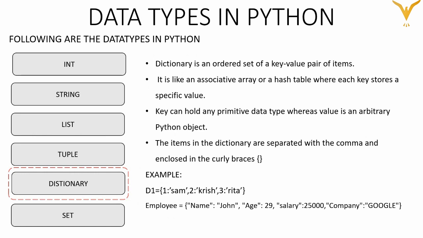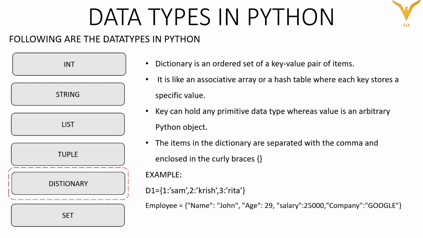Okay, now next we will see the next data type, that is dictionary. Now what is a dictionary? A dictionary is an ordered set of key value pairs of items. It is like an associative array or hash table where each key stores a specific value. Key can hold any primitive data type, whereas value is an arbitrary Python object. The items in a dictionary are separated by commas and enclosed in curly braces. Now we have seen that in list we use square brackets, in tuples we use round brackets, in dictionary what are we using? We are using curly braces. Clear with this? In dictionary we store the value in the form of key and value pair.